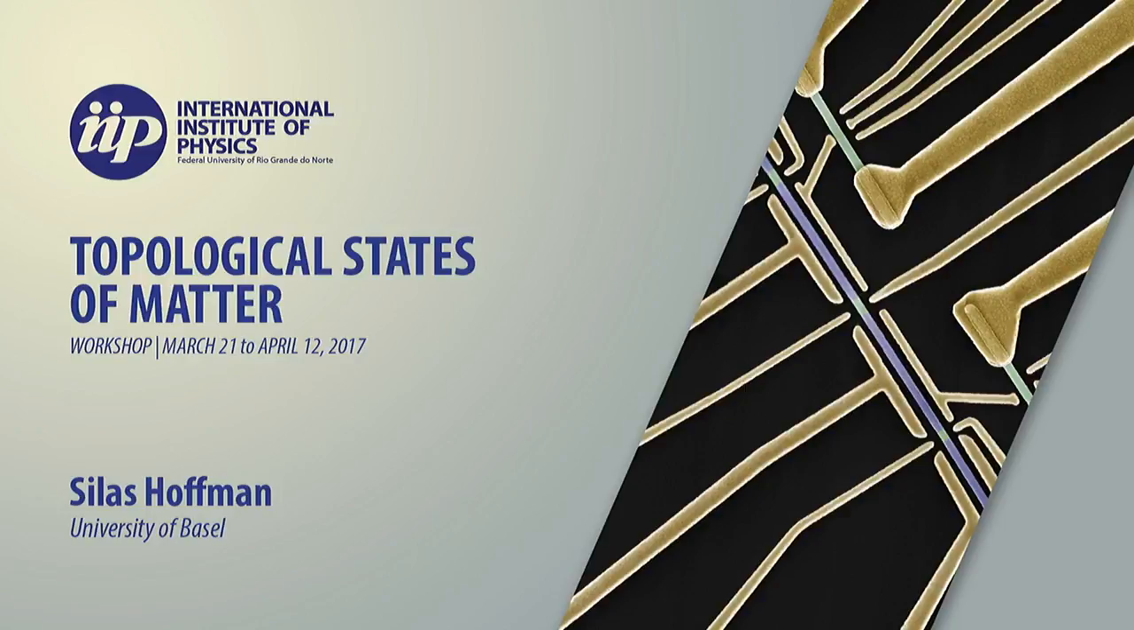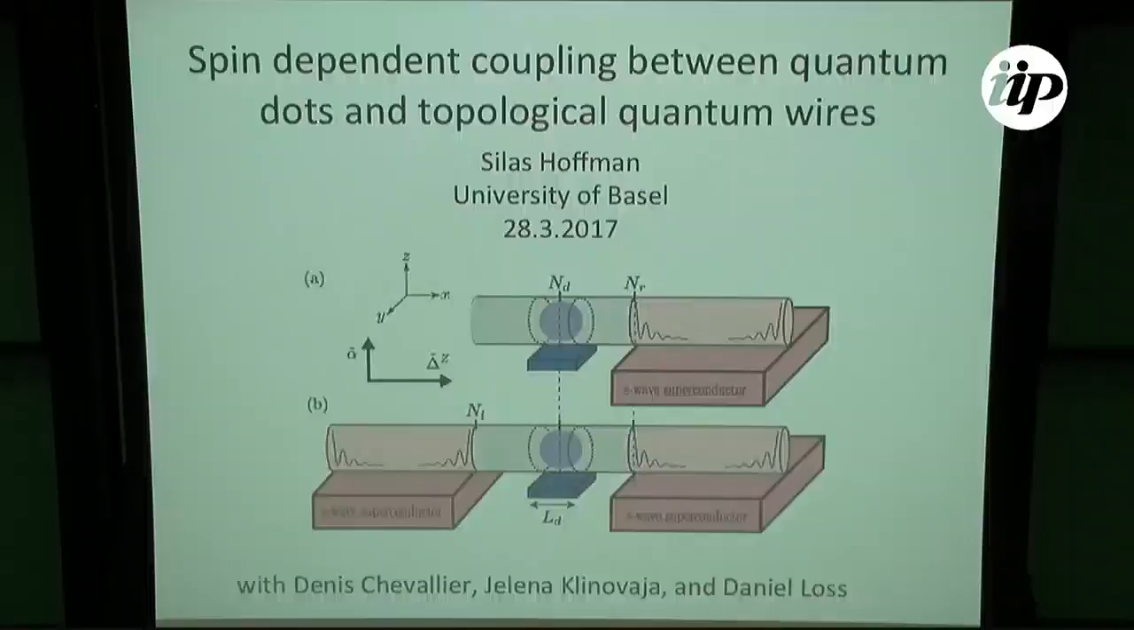So I will be talking about the coupling between states in quantum dots and Majorana fermions in quantum wires. This work was done in collaboration with Denis Revalier, Elena Klinovaja, and Daniel Loss, all at the University of Basel.